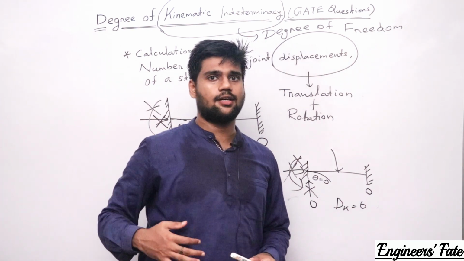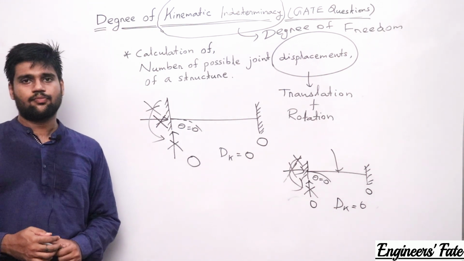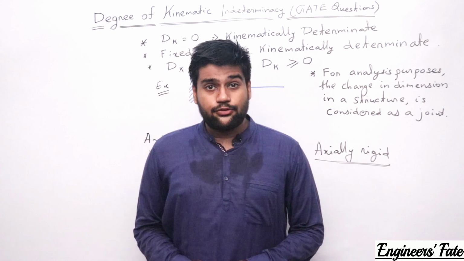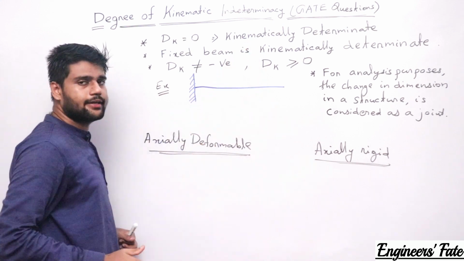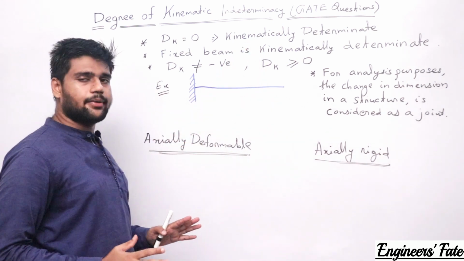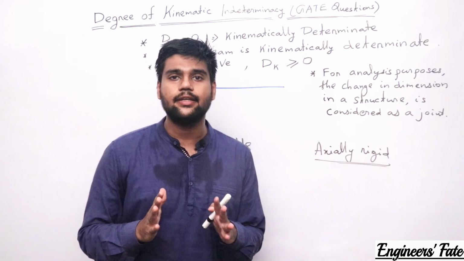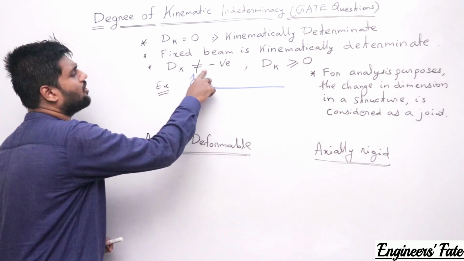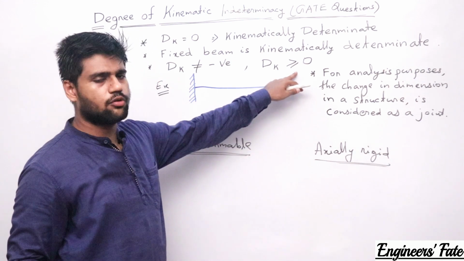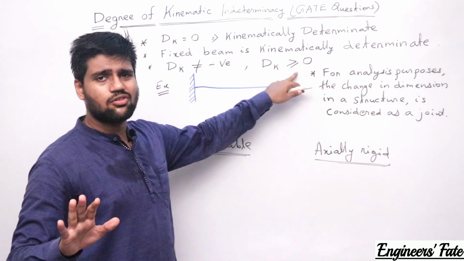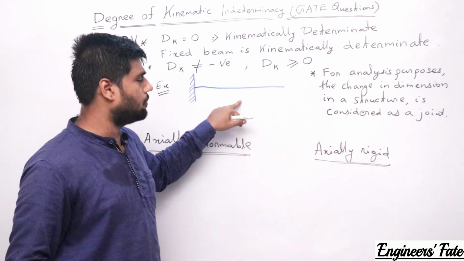Now I'll be telling you some important things that you have to remember. First of all, please note down these things. Let's move further. If Dk equal to 0, that means the structure is kinematically determinate. The fixed beam is kinematically determinate, as we have just discussed. Dk cannot be negative. Dk is always greater than or equal to 0. I think till now these things are clear. Let me take another example. My second example will be a cantilever beam.